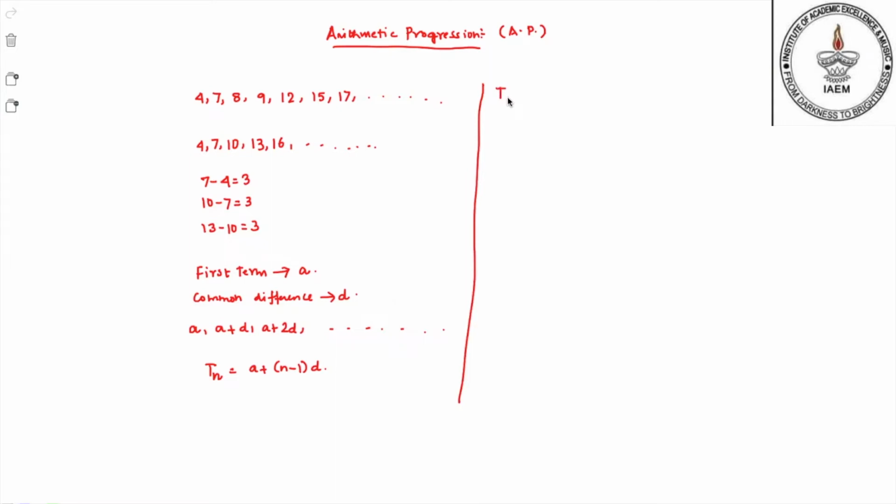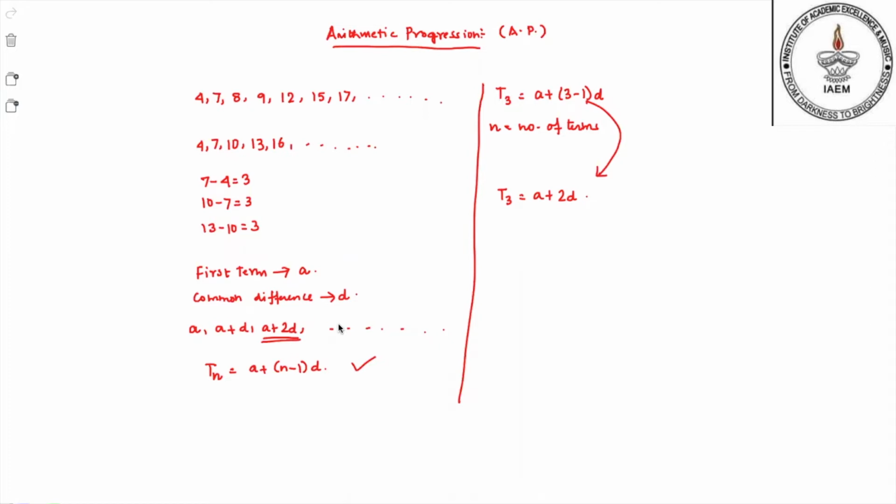If we want to find out the third term, suppose T3, we will get a plus 3 minus 1 into d. So n, what does n represent? N is representing the number of terms. So T3 is a plus 3 minus 1 into d, which brings us to T3 equals a plus 2d. And if we look at this series, the third term is a plus 2d. So using this formula, we can reach any term of a particular series.